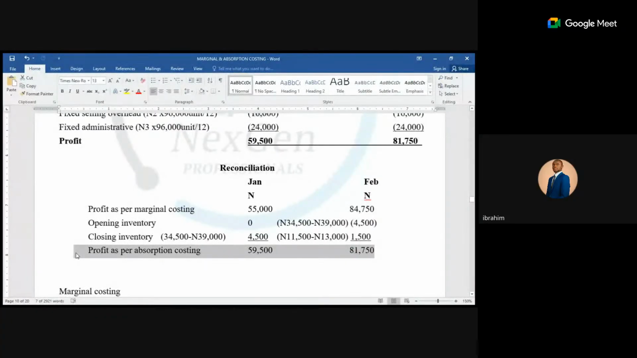If you did not arrive at the profit as per absorption costing, it means that the valuation of the inventory is actually wrong. You have to go back. Something is wrong. It may not be only the valuation of the inventory, it may be from your calculation. You have to go back and check, because this is what reconciliation is.